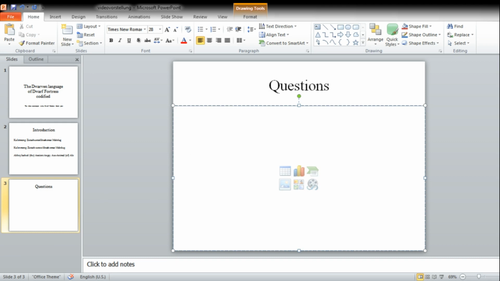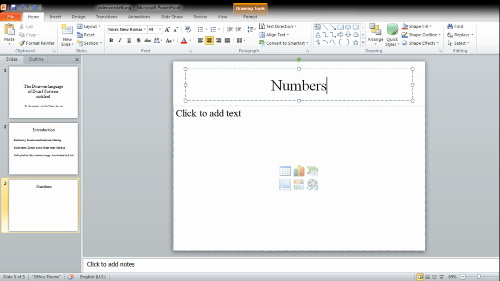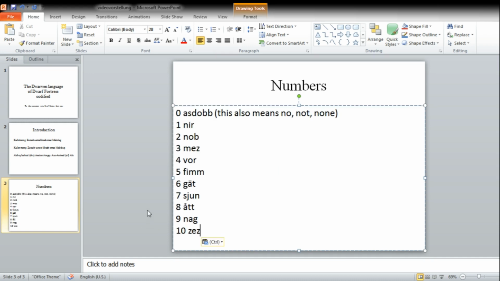Okay, that's question words. Oh, yes. Now for the not-so-fun bit. Numbers. Numbers are just frustrating in every language. And so I try to make numbers very straightforward in Dwarven. The numbers are all based on the first 10 numbers.